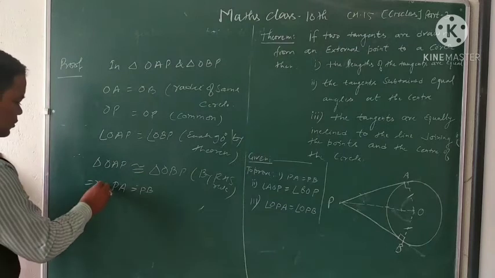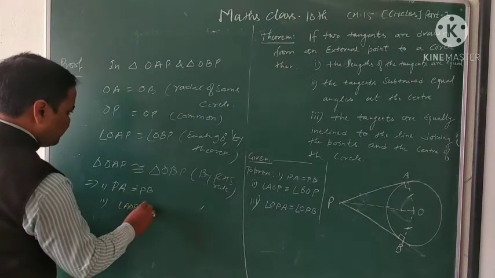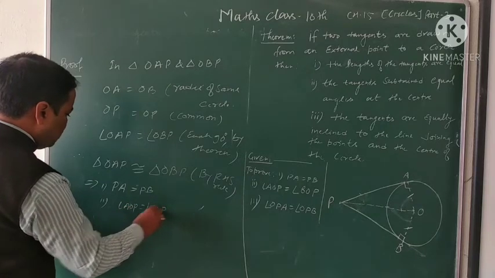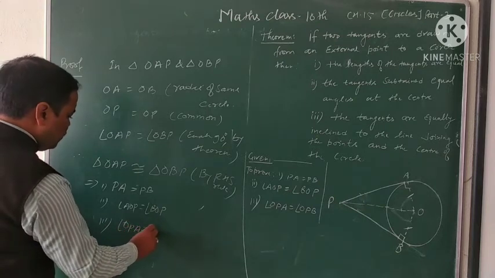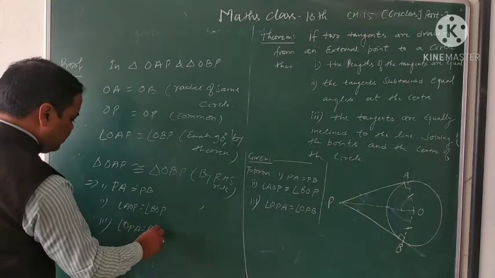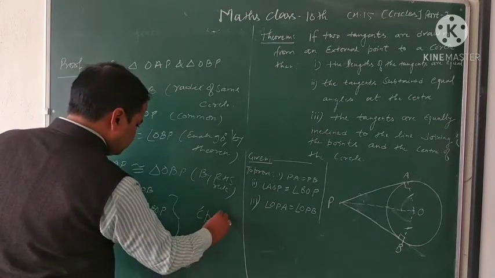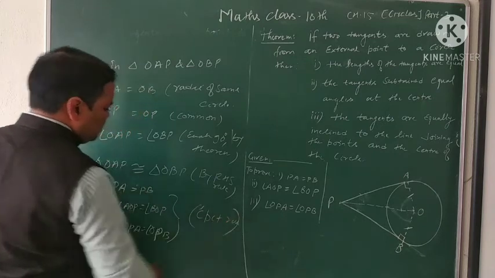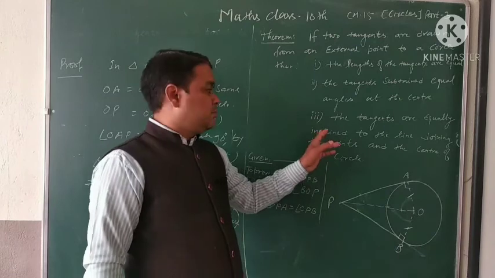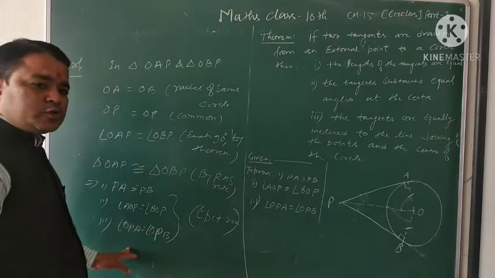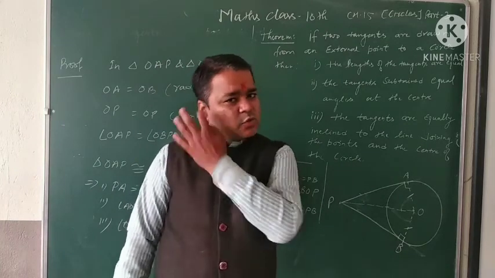And the second one is angle AOP is equal to angle BOP, and the third one is angle OPA is equal to angle OPB, and all these are possible due to CPCT. In this way we can prove these three mathematical statements. You should remember them, as they are very useful for the coming exercise questions.